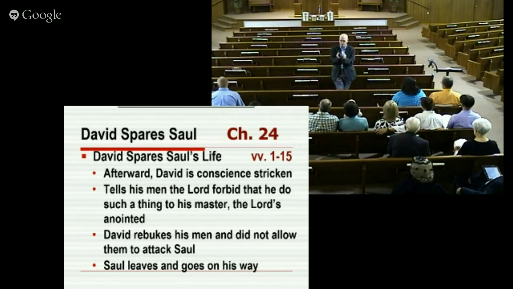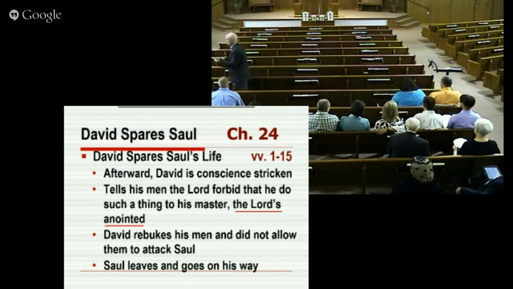To the Lord's anointed. He uses that phrase more than once here. So he rebukes his men for wanting to do that. He did not allow them to attack Saul, and Saul leaves and goes on his way. But look at this phrase here. Saul was the Lord's anointed. He was the anointed king, chosen by God to be the king of Israel.